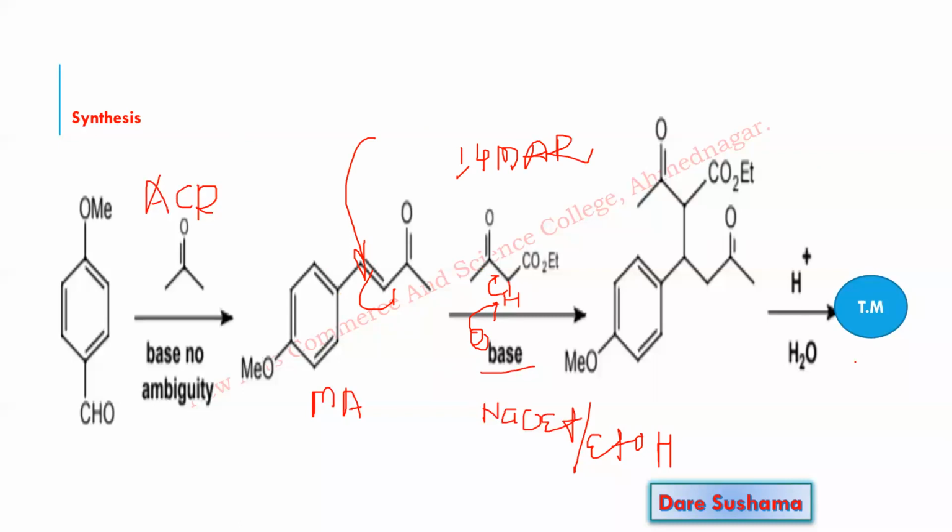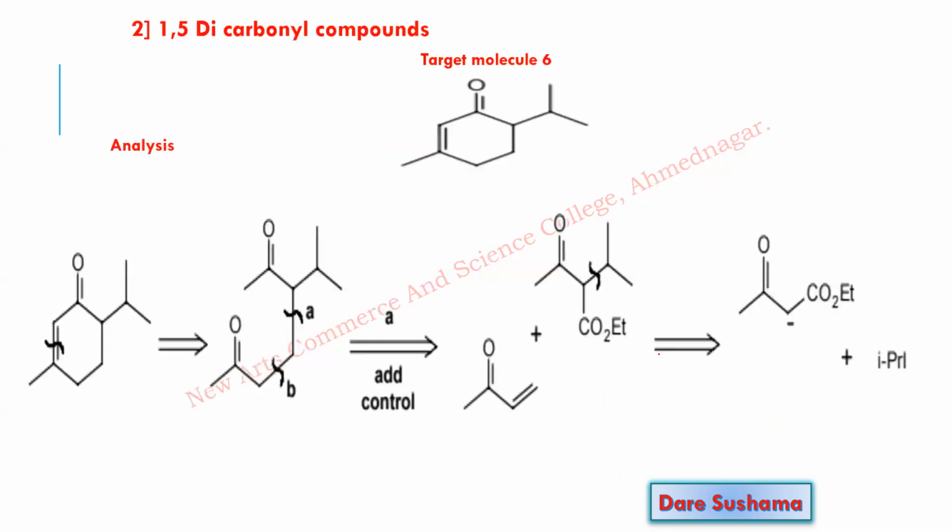So after getting the Michael adduct product, now what do you want? You don't want this part. So if you don't want this part, you hydrolyze the ester functional group. After hydrolysis, it converts to COOH, and that COOH you have to decarboxylate. So heat it. After heating, that group is decarboxylated, so that group gets removed and you will get the target molecule.